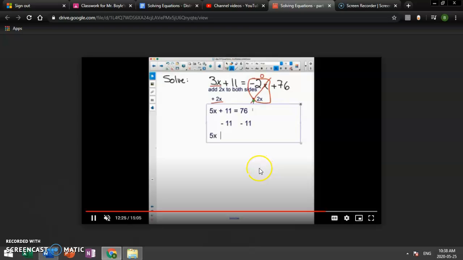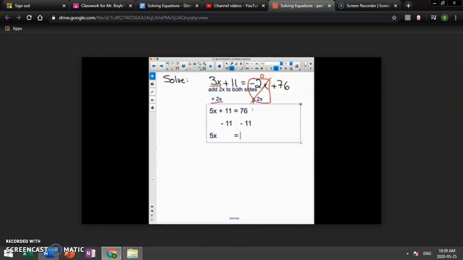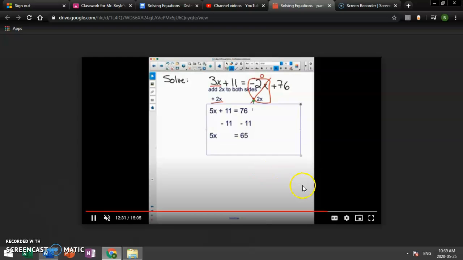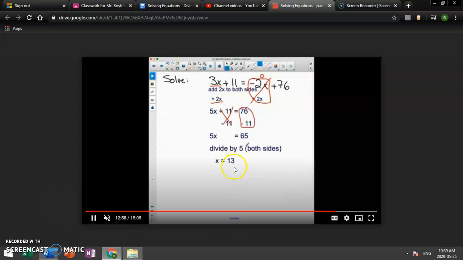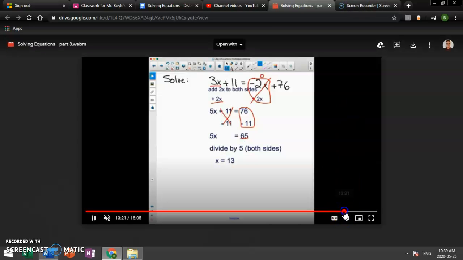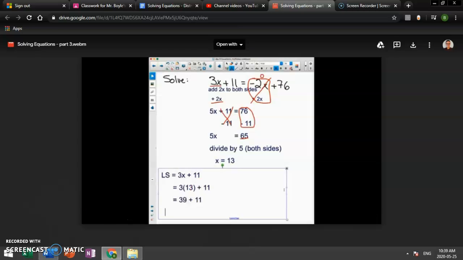And then you just divide both sides by 5. So 5x divided by 5 equals 65 divided by 5. 65 divided by 5 is 13. We can check that answer and see if we get it right, doing a left side, right side check. So let's see how we did that. Left side, 3x plus 11. So 3 times 13 for x plus 11. 39 plus 11, or 50. So left side equals 50.